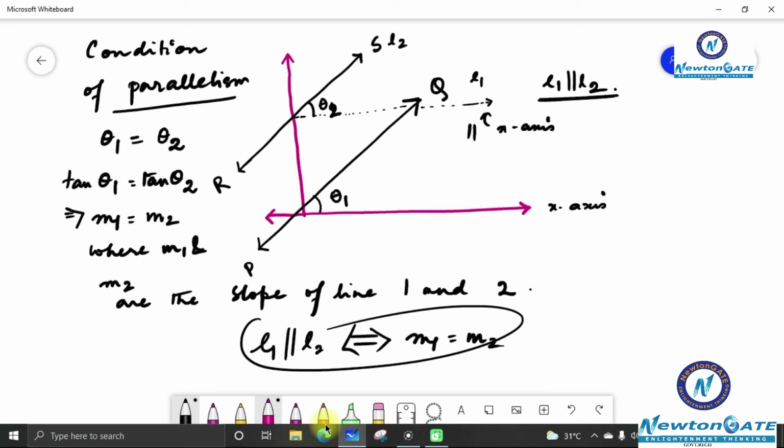The previous one, as I had explained, was only a single line and it was actually parallel to the x-axis. Over here, in the diagram, if you can see, it's not parallel to the x-axis. Both are having an inclination with the x-axis, but respectively, line 1 and line 2 are parallel with each other.